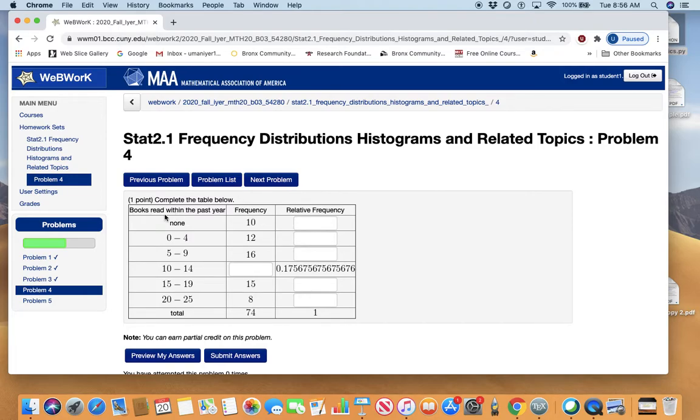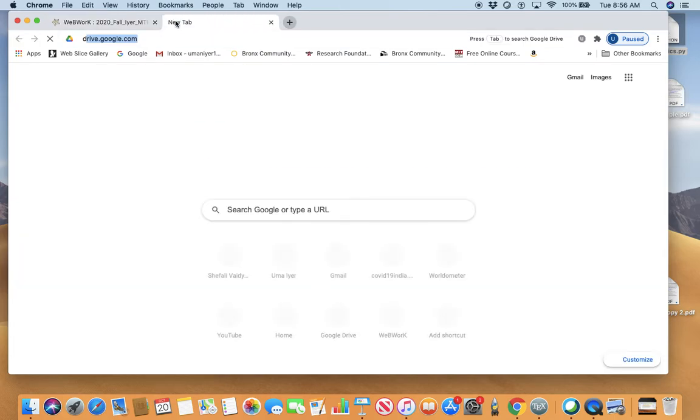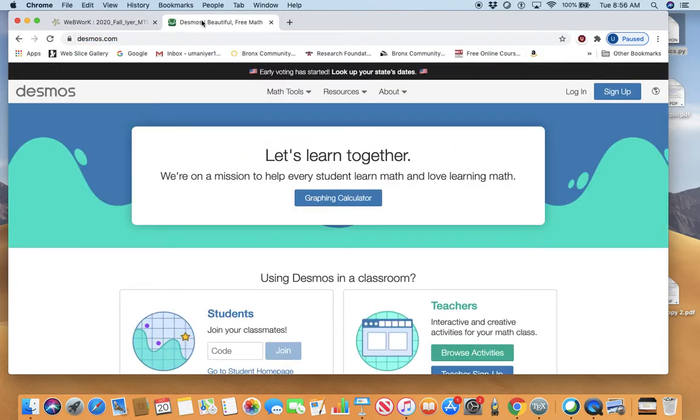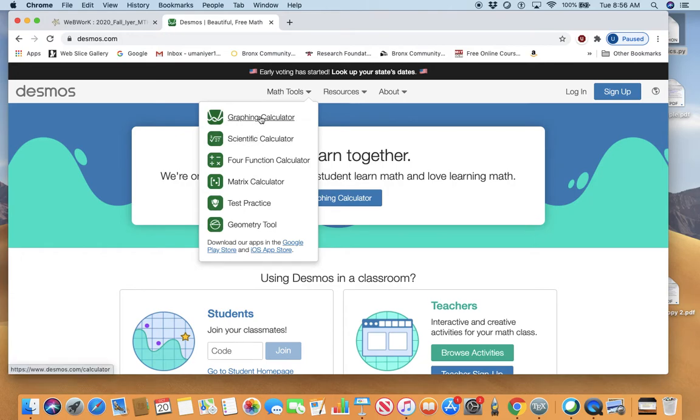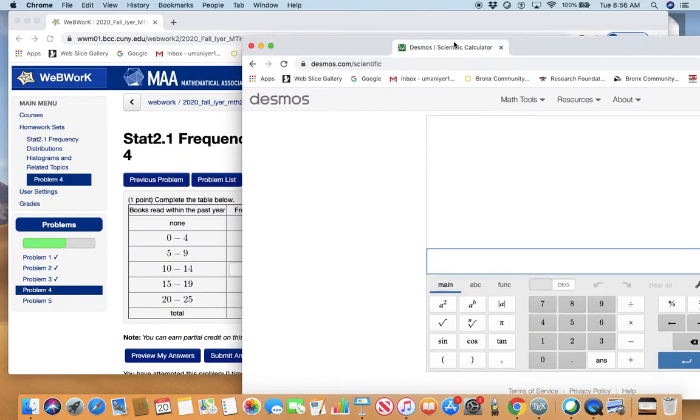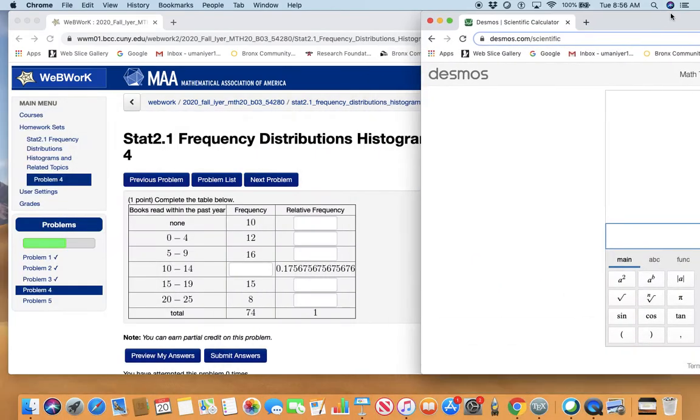Now here, books read within the past year. No books, and frequency is 10. I see. So 74 people were, I suppose, interviewed. 10 people said no books, 0 to 4 books, 12 people, and so on and so forth. We don't know this. Looks like we need a calculator. So Desmos, math tools, scientific calculator. Okay, let's have this handy.